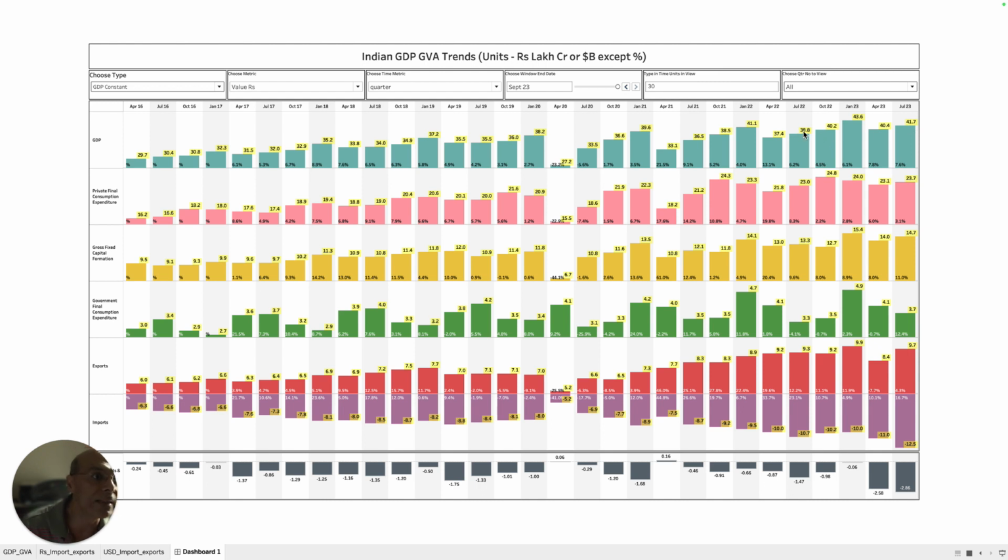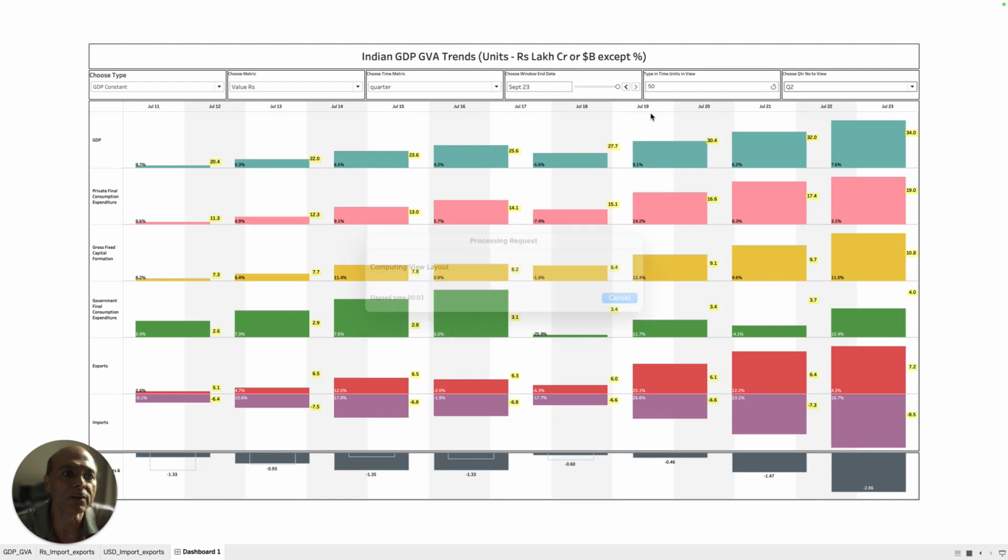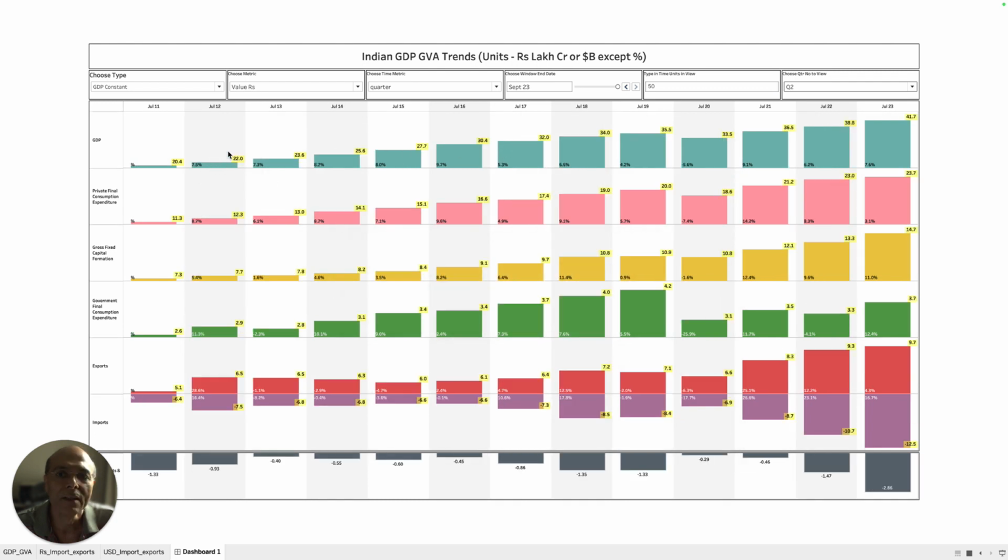Now, if you look at this 38.8 lakh crores and compare it with the July number of the earlier year, you will find that this is quite a depressed number. So let me just choose Q2, so you will get a very good understanding of where it is going. Let me also change the time scale and make it a little bit bigger, so that you can get a very good understanding of what is going on quarter by quarter in Q2.